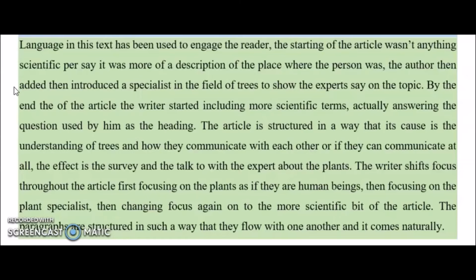And when the readers started taking interest in the article, the writer used scientific terms and the experts' advice to show that it's more like a scientific piece now. This is how you can talk about the form of the article. You say that by the end of the article, the writer started including more scientific terms, and then the writer shifts focus throughout the article.